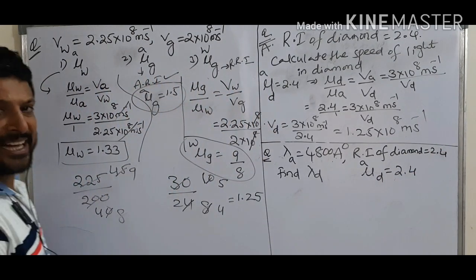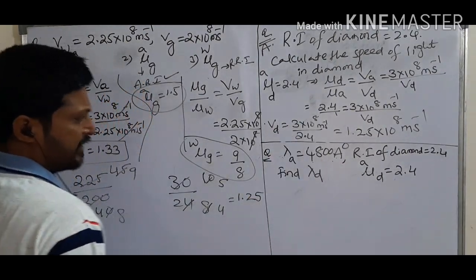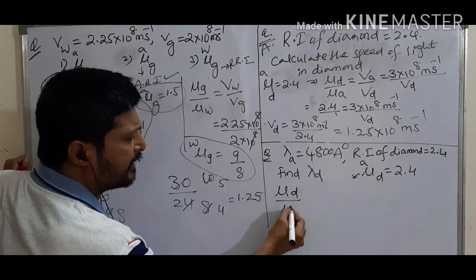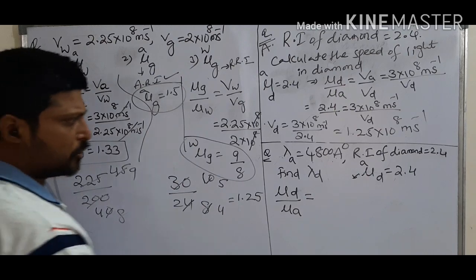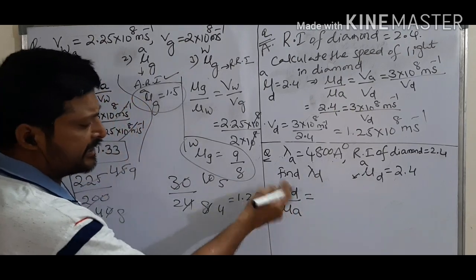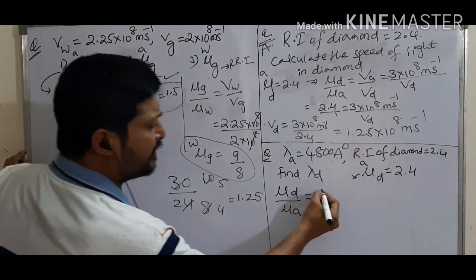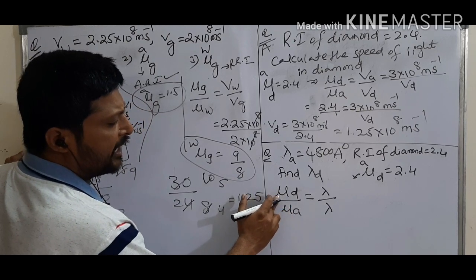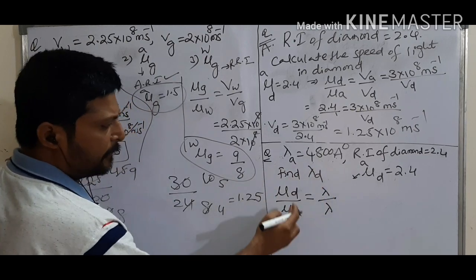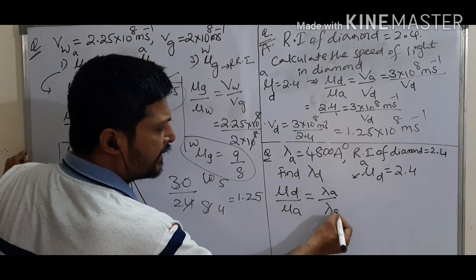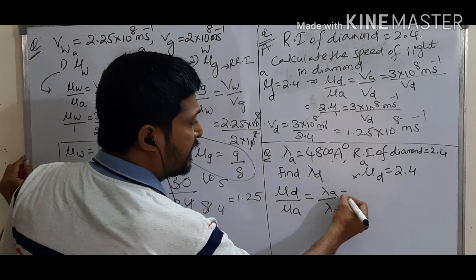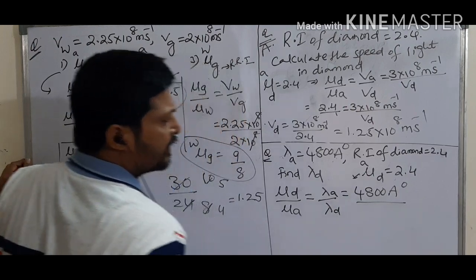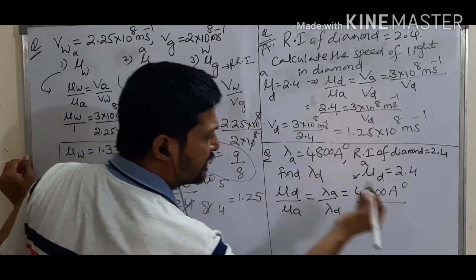Now write the relation between refractive index and wavelength. Light is bending in diamond. So the refractive index of diamond with respect to air is equal to, expressing this refractive index ratio in terms of wavelength of light, lambda by lambda. We already know refractive index and wavelength are inversely proportional, so lambda of air by lambda of diamond. Then the wavelength in air is given as 4800 angstroms, and we need to find the wavelength of light in diamond.